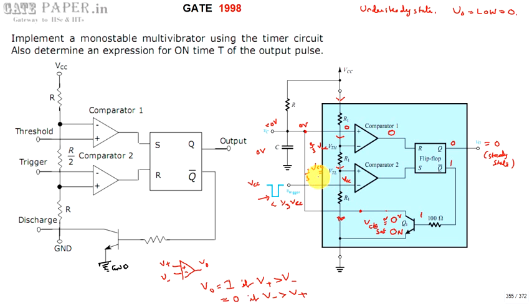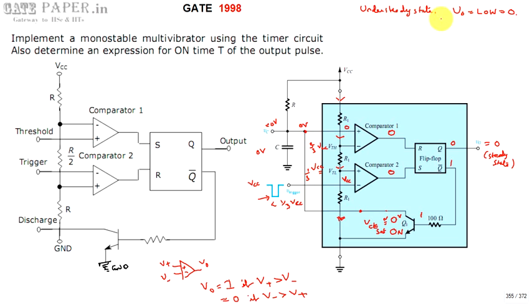And here non-inverting terminal of comparator 2 is at 1 by 3 VCC and inverting terminal is at VCC. So this is 1 by 3 VCC, this is VCC. VCC dominates. So again the comparator output is 0. So for the RS flip-flop, if you apply R is equal to 0, S is equal to 0, that is next state is same as present state.